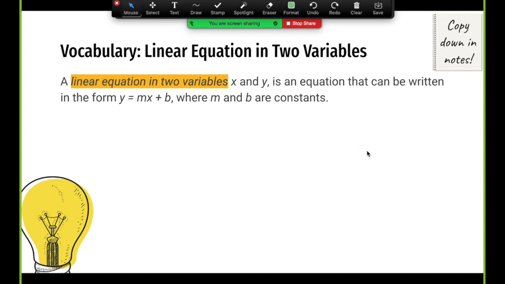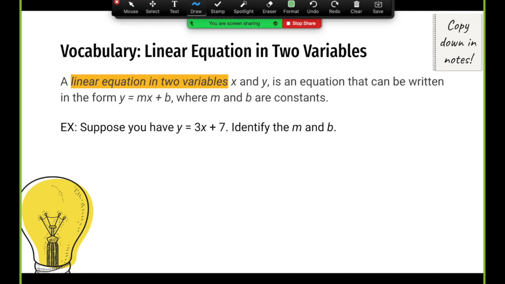Let me move to the next slide. So again, suppose you have y equals 3x plus 7. Identify the m and b. We just did this, where you can find it by looking at the constants 3 and 7. Those will show you what your m and b are.